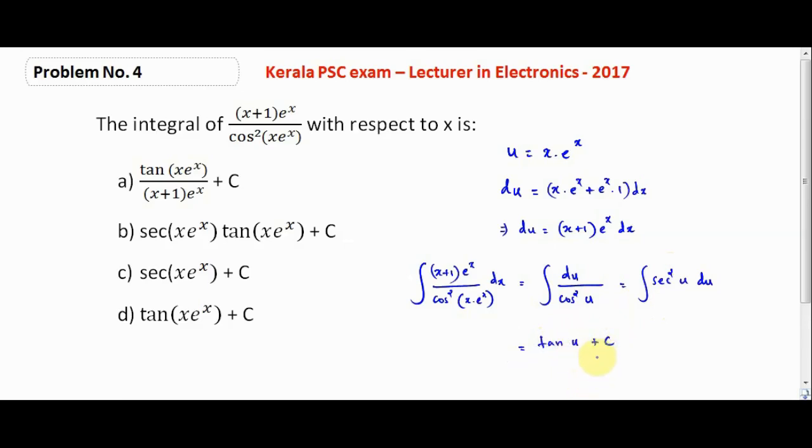So we are getting the answer as tan u plus c, and here we may replace u with the substitution we have, that is, u is taken as x into e raised to x. Therefore the final answer is tan of (x into e raised to x) plus c. So this is the final answer, which is given by option D here.